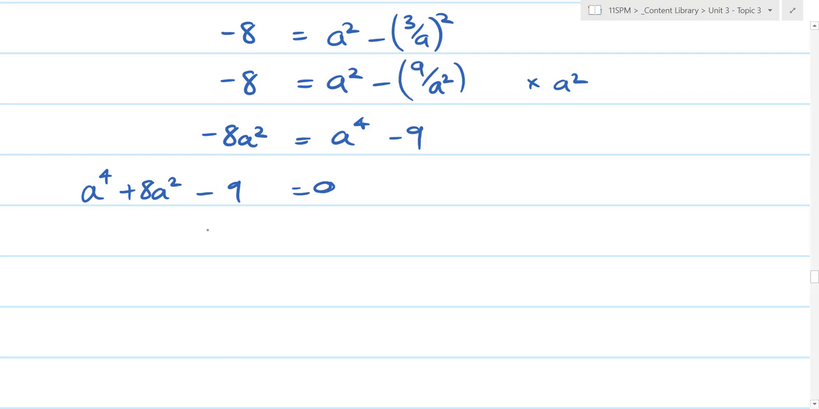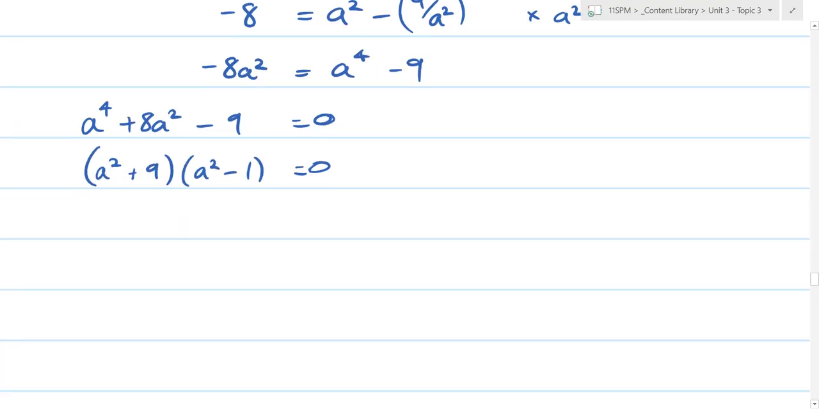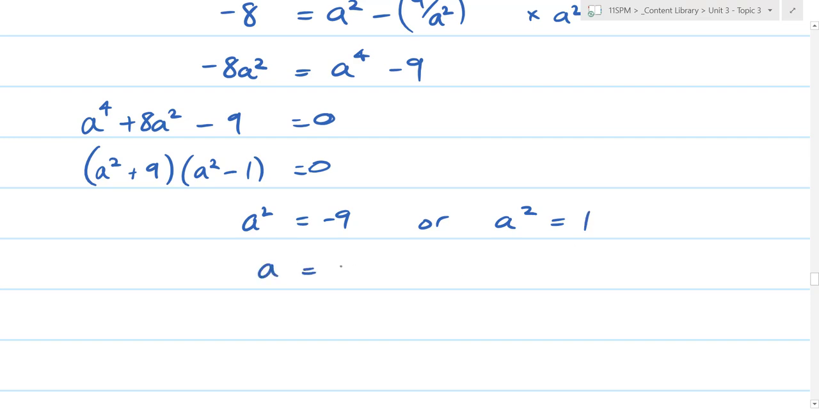So it gives me (a squared plus 9)(a squared minus 1). If you're not sure how to do that, you can do the substitution, let y equal a squared, and it makes it look more like a quadratic and easier to work with. And that gives me a squared equals negative 9, or a squared equals 1. a equals plus or minus 3i, or a equals plus or minus 1.